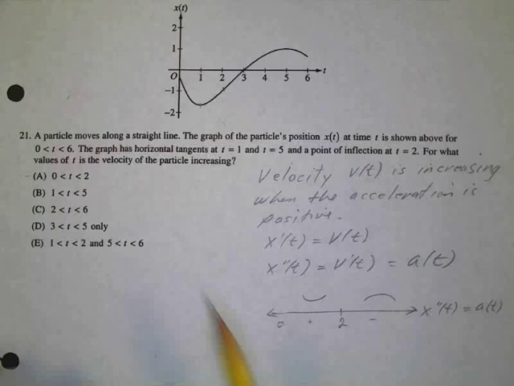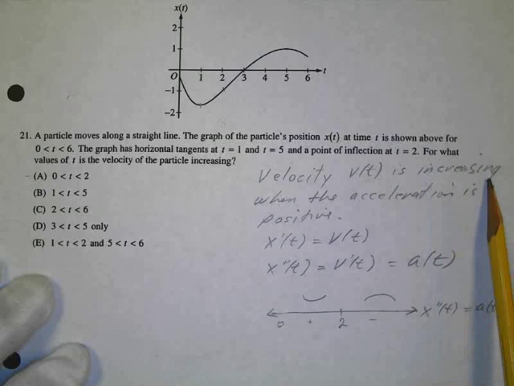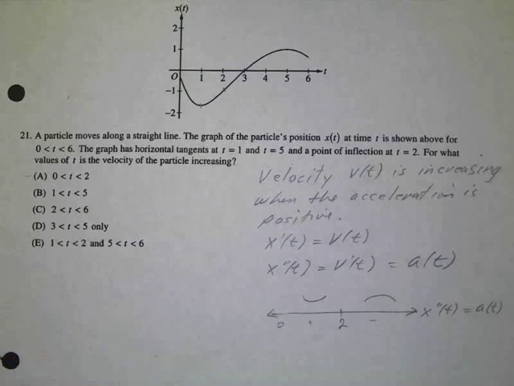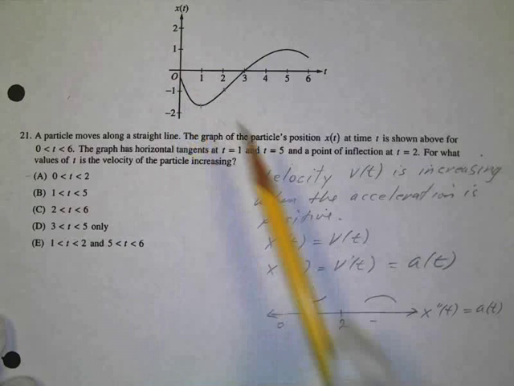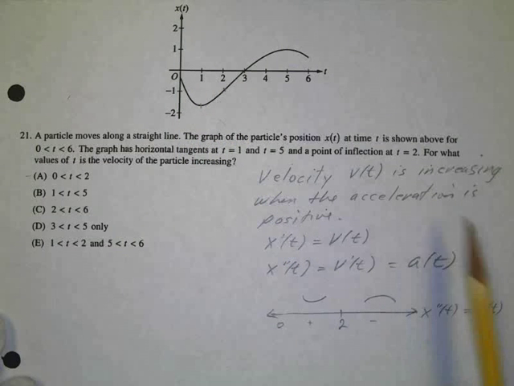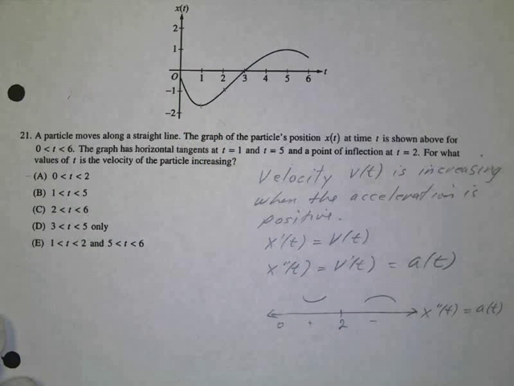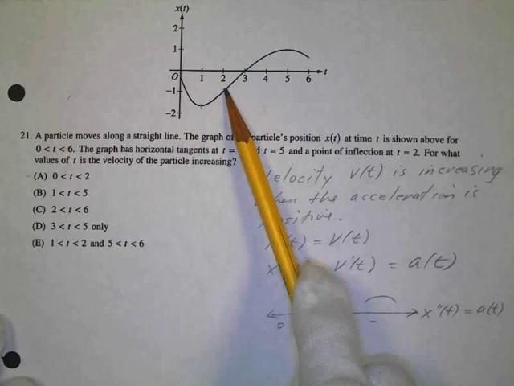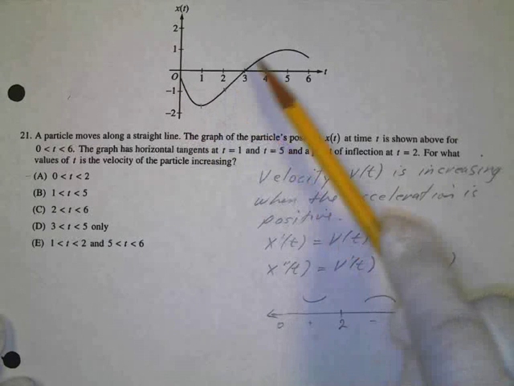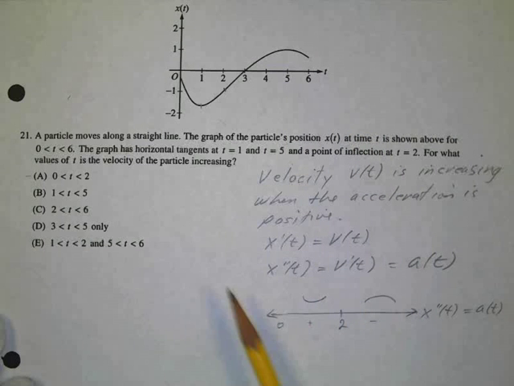Okay. Now remember velocity. So we want to know when the velocity is increasing. So velocity is increasing when the acceleration is positive. All right? The velocity is increasing when the acceleration is positive. Now this is my position function. So we want to know when the acceleration is positive, so that's when the curve will be concave up. So it's concave up from 0 to 2. Then it's concave down from 2 to 6.